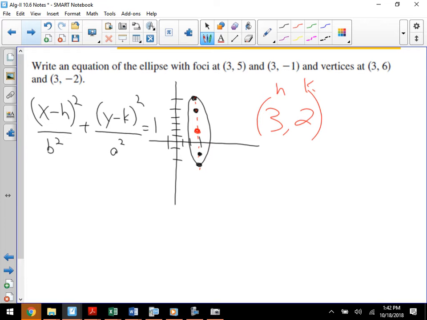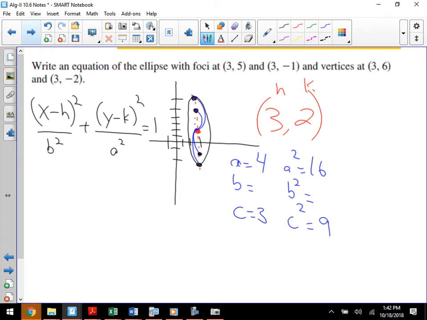Now, all you have to do is count the distance from your center to your vertex. We go up 1, 2, 3, 4. We go up 4, or you go down 4. So your a value is 4. I don't know what my b value is. I don't have a covertex, but I do have a c value, don't I? How far did I go for my c value? I went up 3, or I go down 3. So my c value is 3. Well, I've got to figure out what the b is. So a squared is 16. c squared is 9.